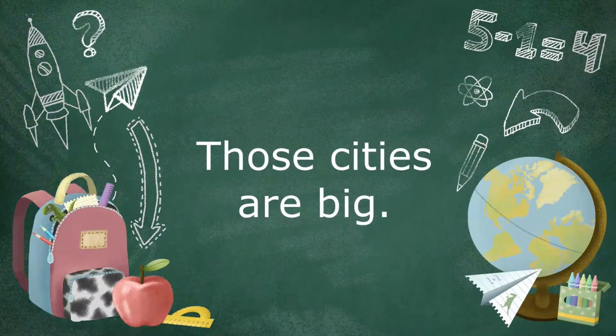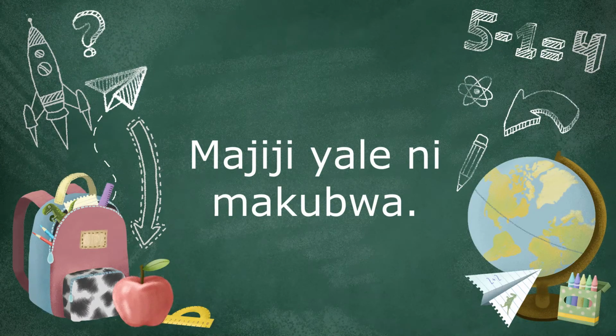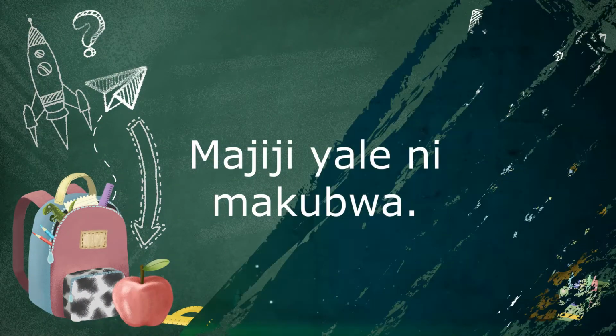And finally, how would you say those cities over there are big? Those cities over there are big. You would say majiji yale ni makubwa. Majiji yale ni makubwa. So you can see the first syllable and the noun prefix on the adjective actually agree. Majiji makubwa.